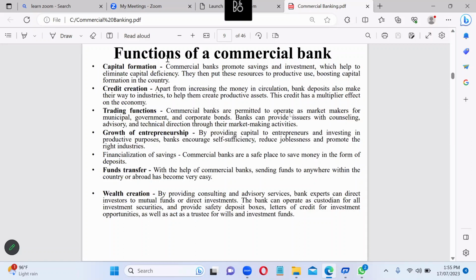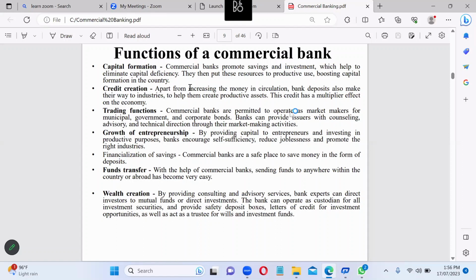First, we are going to see what is capital formation. Commercial banks promote saving and investment, which helps to eliminate the capital deficiency. They then put these resources to use, boosting capital formation in the country. How are they creating capital in the nation? Commercial banks promote saving and investment. Without promoting saving and investment, the commercial bank could not boost capital formation. So capital is created by saving and investment. Through those two concepts only can they boost capital formation.